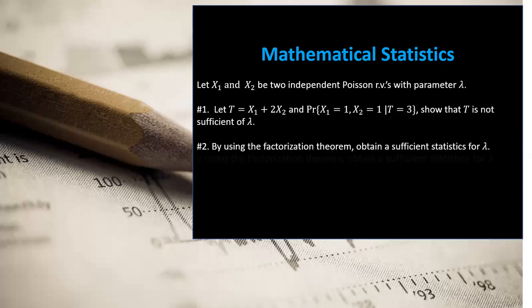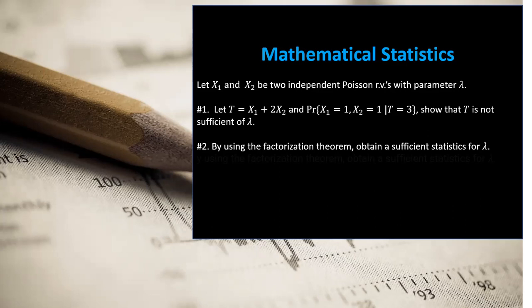The problem we're working on today: let X1 and X2 be two independent Poisson random variables with parameter lambda. Let T be another statistic defined as X1 plus 2X2. We also define the conditional probabilities here, and we want to show T is not sufficient for lambda.